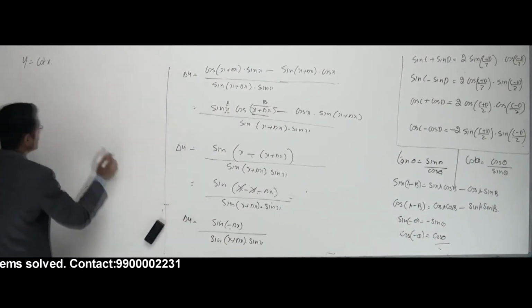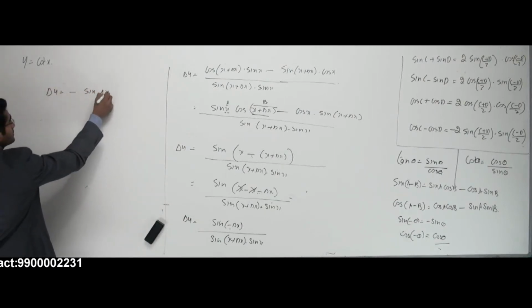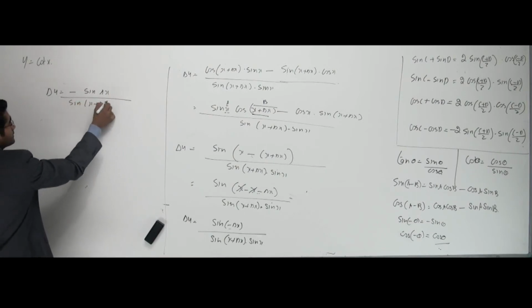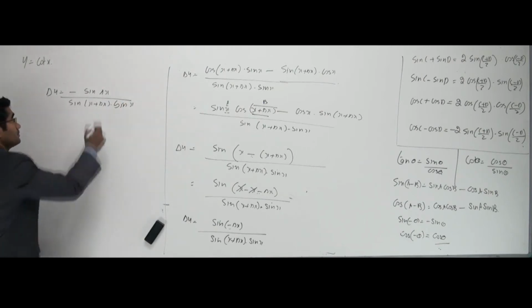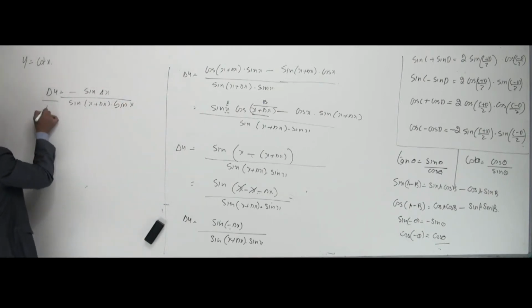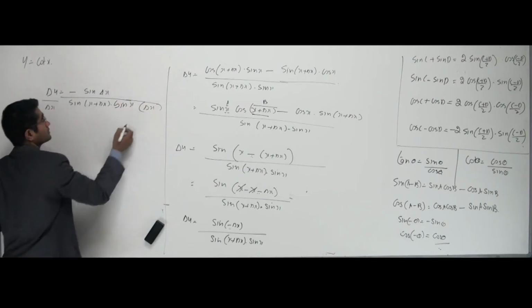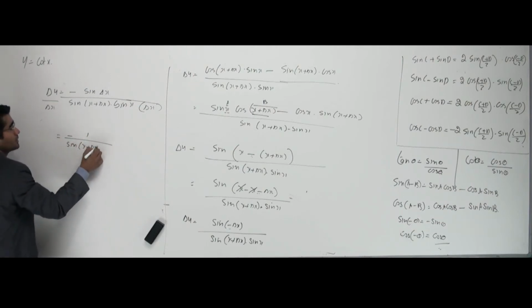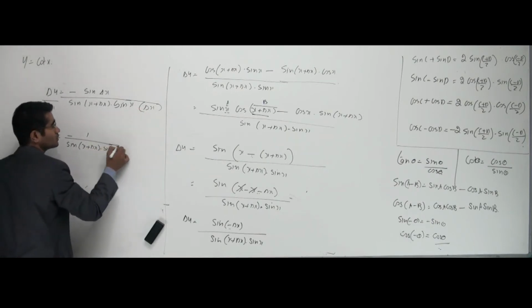I have delta y equal to minus of sine delta x, the whole thing divided by sine of x plus delta x into sine x. Alright, fine. Now it's time to divide both sides by delta x. So what happens here? Let me write minus 1, and this is sine of x plus delta x into sin x, and now my worry is basically to eliminate delta x in the denominator.